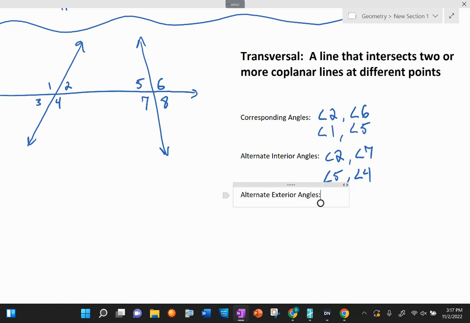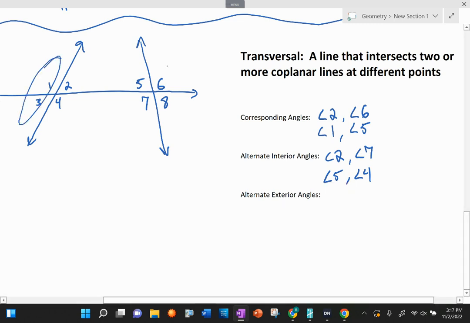Okay, so if we're talking exterior, now we're talking about these outside and these outside. Lane says alternate exterior angles would be angle 3 and angle 6. Does anybody agree or disagree? Agree. Mr. Bennett, angle 3 and angle 6. We have corresponding interior.